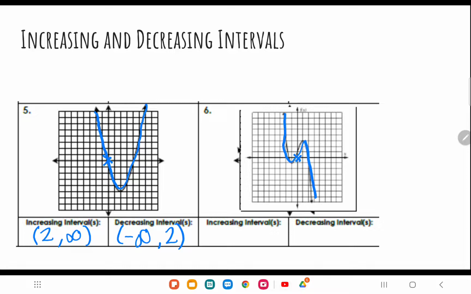From my second graph, I can see that there's one interval where it's increasing. It's right here in between -1 and +1. And my intervals of decrease would be from negative infinity to -1 and from 1 to positive infinity.